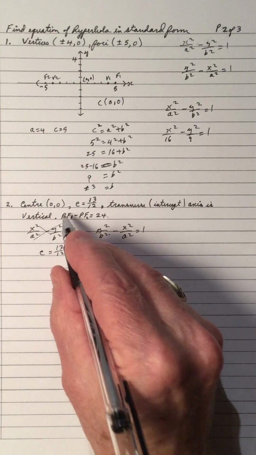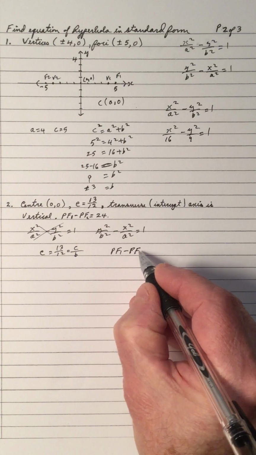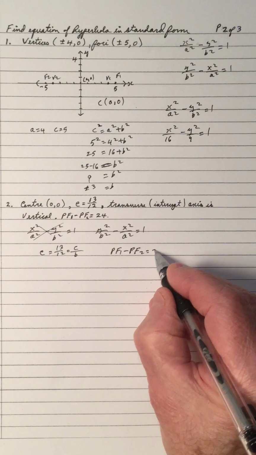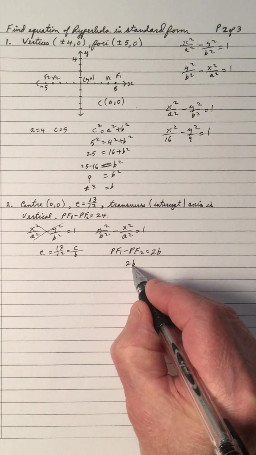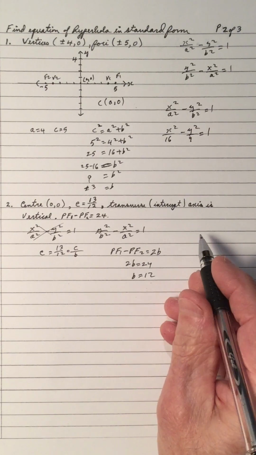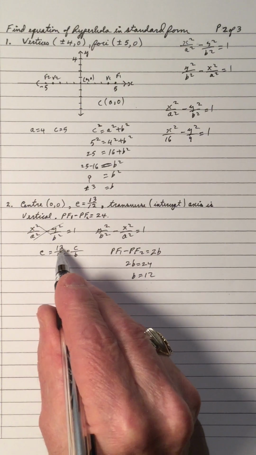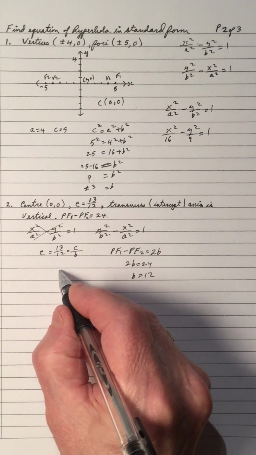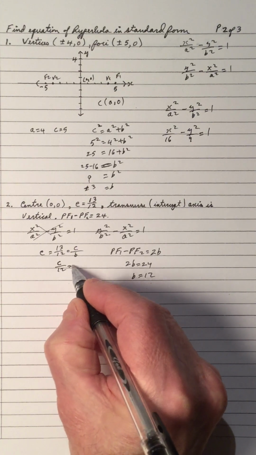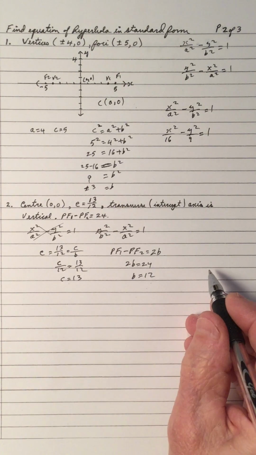So let's see, PF1 minus PF2 is equal to 24, because it's over the b, that means it's 2b. So 2b is 24, which means b is 12. When we look at the eccentricity, we have c over b is 13 over 12, and b is 12. So c over 12 is 13 over 12, so that means c must be 13.